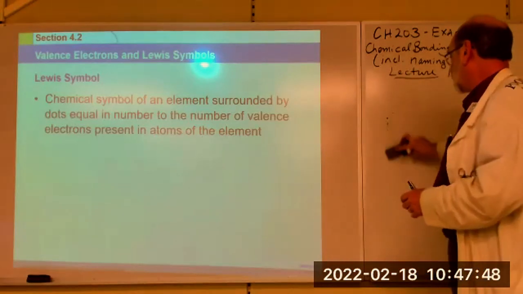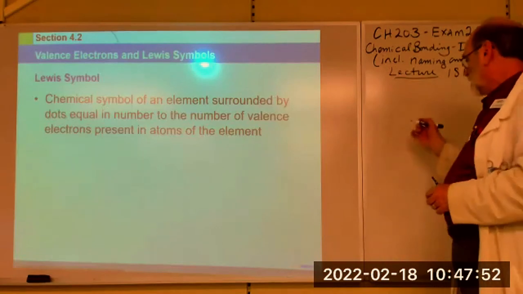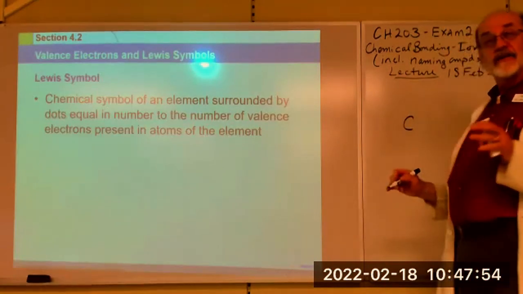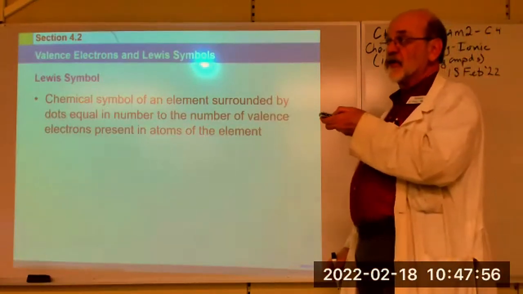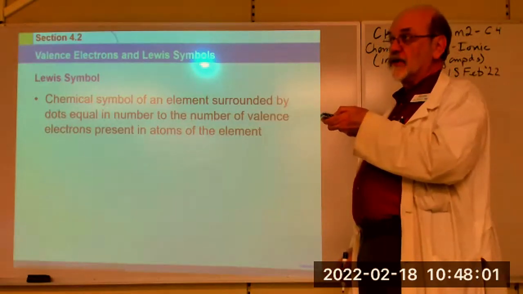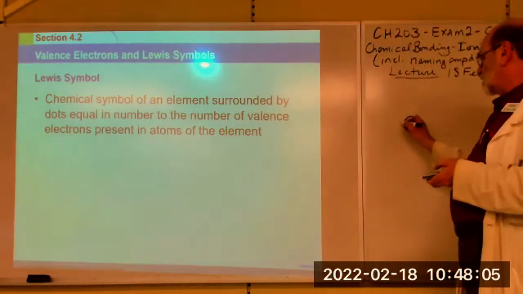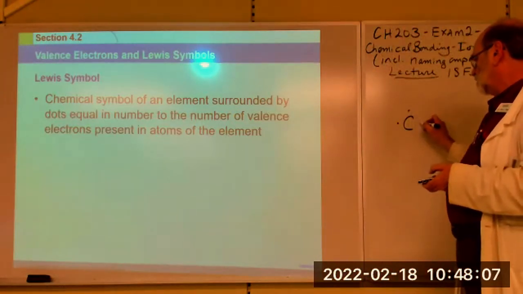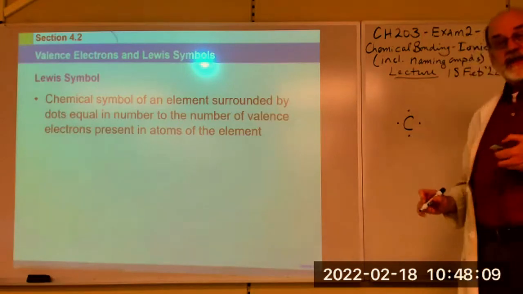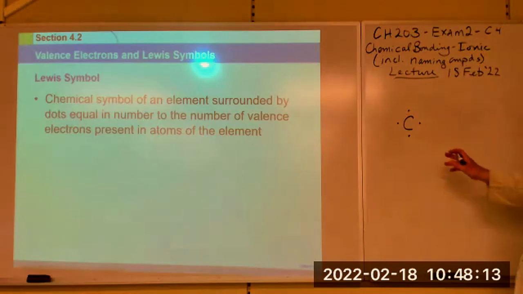But if you have something else, let's use an example. Say you have carbon. For carbon's valence shell, all you have to do is look to the left of carbon. There's one, there's two, three, four. So carbon only has four electrons in its valence shell. There you go. That's the way you would write a Lewis dot structure.